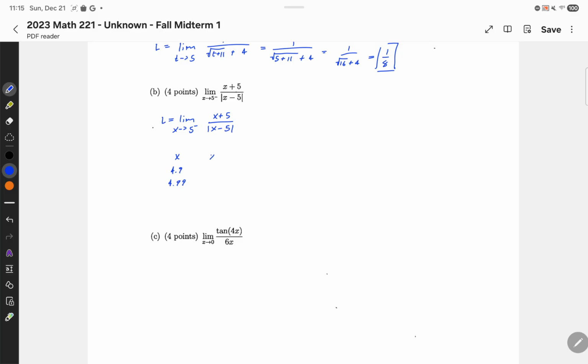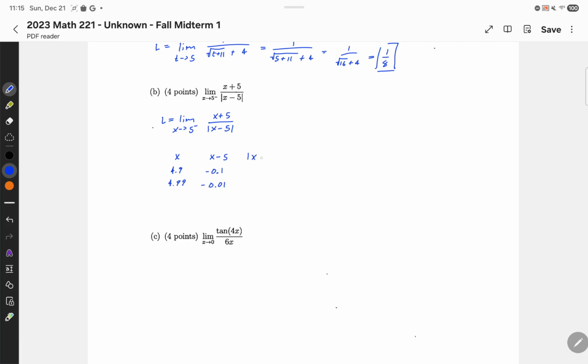Now let's look at x minus 5. So this is going to be 4.9 minus 5, well that's going to be minus 0.1, and then 4.99 minus 5 is going to be minus 0.01, just like that.